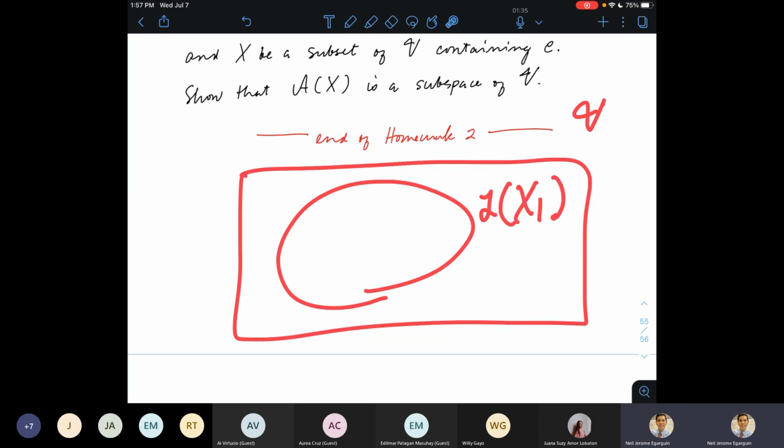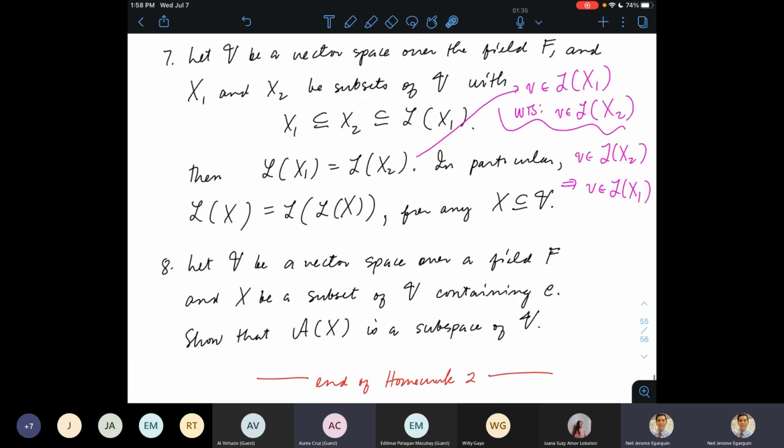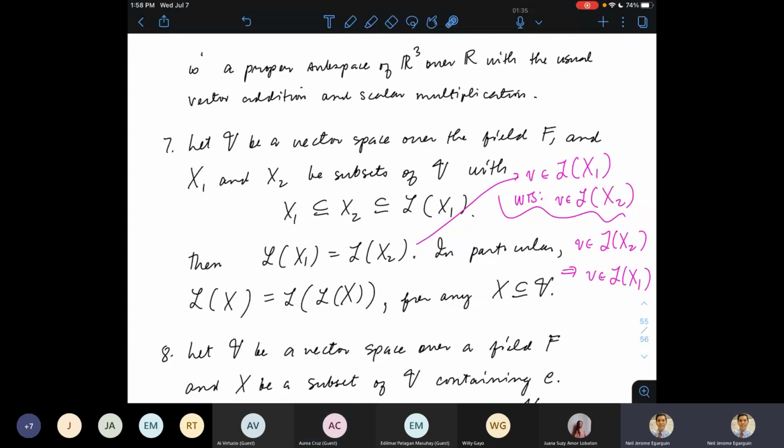Lx1 is a subspace by Theorem 5.1. But by assumption, Lx1 contains X2. Right? Ito yung assumption na dun sa problem. X1 subset of X2 subset of Lx1. So ibig sabihin si X2 nasa loob ng subspace Lx1. Package deal. Dapat daw yung Lx2 nasa loob din ni Lx1. So therefore, Lx2 is a subset of Lx1, which proves the reverse inclusion. Clear?